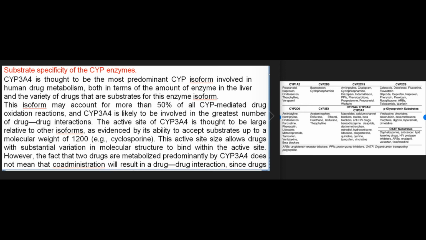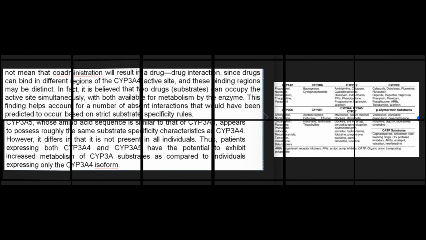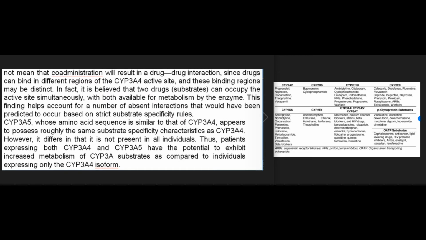This active site size allows drugs with substantial variation in molecular structure to bind within the active site. However, the fact that two drugs are metabolized predominantly by CYP3A4 does not mean that co-administration will result in a drug-drug interaction, since drugs can bind in different regions of the CYP3A4 active site, and these binding regions may be distinct. In fact, it is believed that two drugs, substrates, can occupy the active site simultaneously, with both available for metabolism by the enzyme. This finding helps account for a number of absent interactions that would have been predicted to occur based on strict substrate specificity rules.